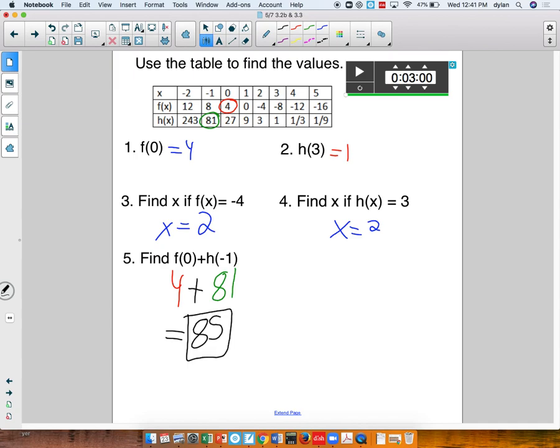So this is how you can use a table to try to pick out different values for a function. And that brings us to the end of this video on function notation. So give the homework a try and let me know if you have any questions.